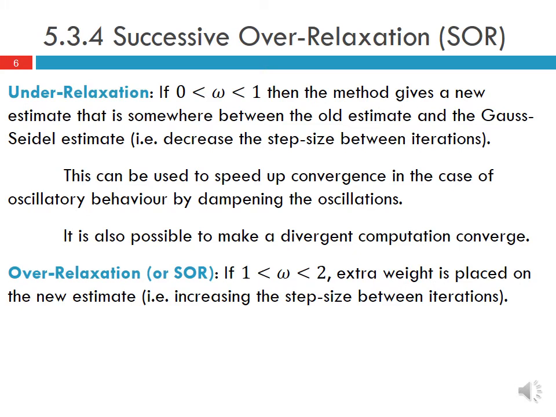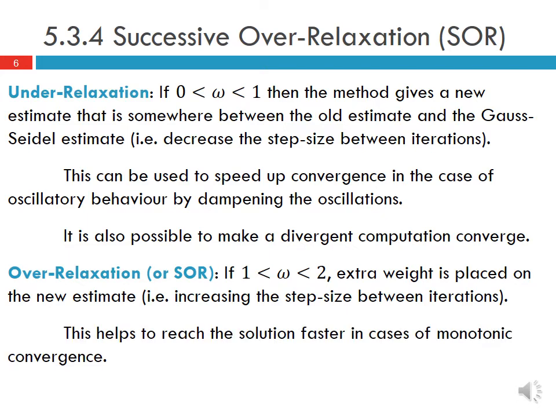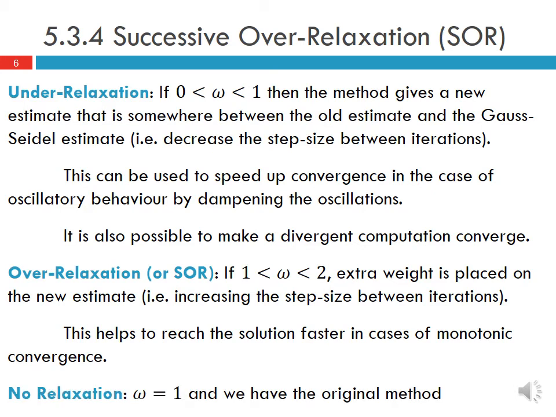Over-relaxation, or sometimes called successive over-relaxation, or SOR, occurs if omega is between 1 and 2. In this case, extra weight is placed on the new estimate, so we're increasing the step size between iterations. This helps to reach the solution faster in the case of monotonic convergence. So in the case of monotonic convergence, the assumption is that the new estimates are moving closer to the solution. So if we over-relax, apply extra weight to the new solution or the new iteration, then we'll move towards our solution faster. And no relaxation occurs when omega is equal to 1, and we just have our original method.